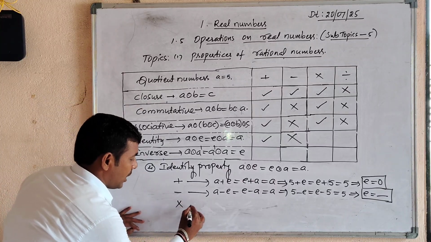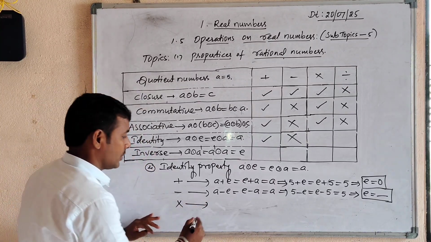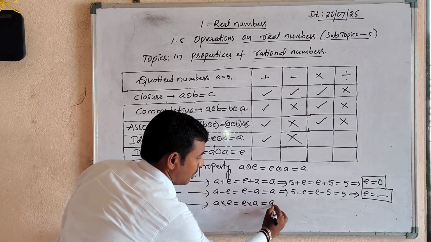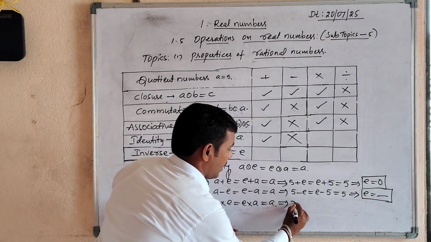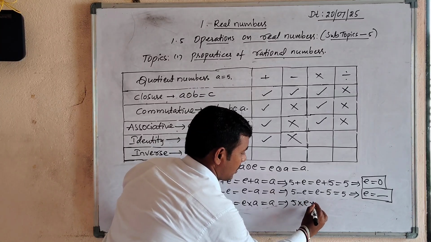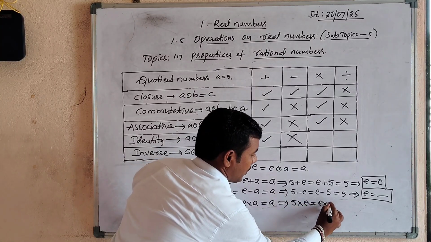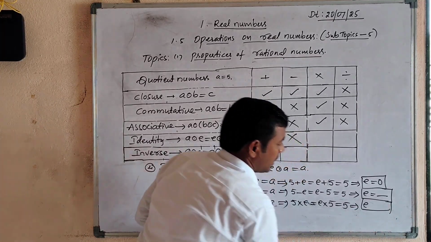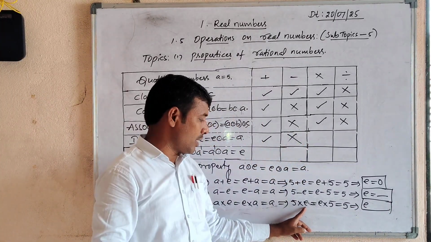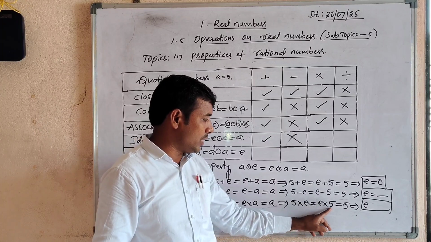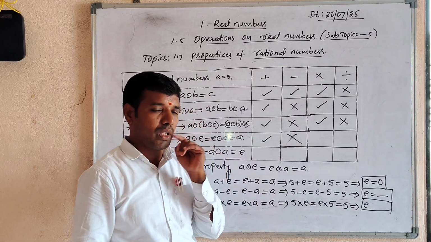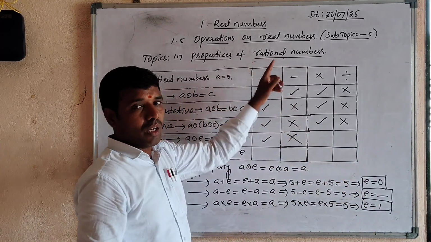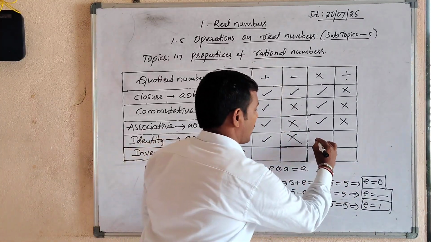Next, let us go into the into concept. What is the into concept? A into E is equal to E into A is equal to A, no. Then substitute A as 5. 5 into E is equal to E into 5 is equal to 5, no. Then find E value. What is E value? Yes, exactly 1. See, 5 ones are 5. 1 fives are 5. See, exactly E value is 1. Then what about 1? Is it a rational number? 100% rational number. So that reason, right symbol.